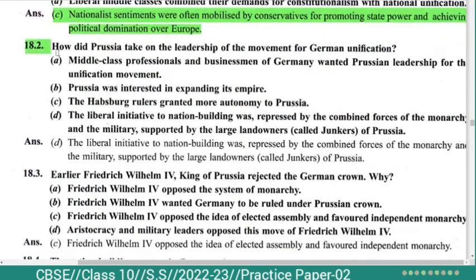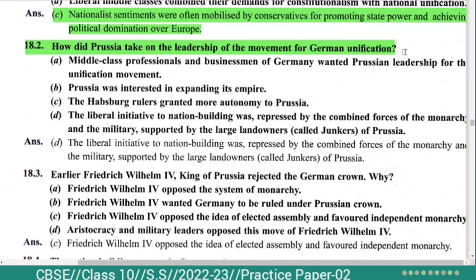Question number 18.2. How did Prussia take on the leadership of the movement for German unification? Option A. Middle class professionals and businessmen of Germany wanted Prussian leadership for the unification movement. B. Prussia was interested in expanding its empire. C. The Habsburg rulers granted more autonomy to Prussia.